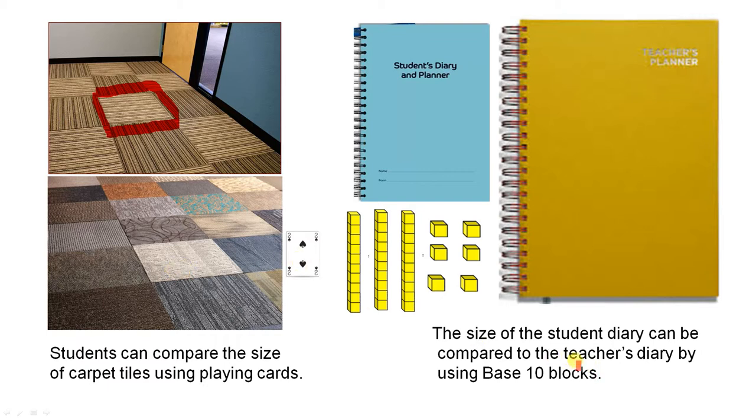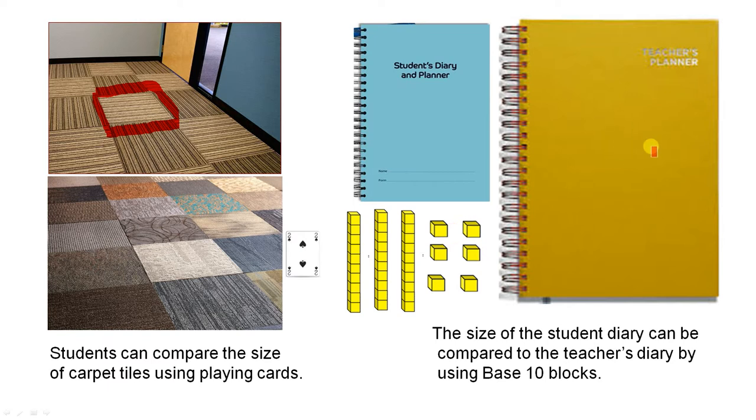The size of the student diary can be compared to the teacher's diary by using base 10 blocks. So these base 10 blocks here can be placed all along here, one at a time. You might have 7, 8, 10, 20 of them. It doesn't matter. You have a large number of these and you place them all over. Then count how many. Now, if there's a small area left, you just place these little ones. So, for example, the student's diary might take 20 of these and 4 of those.